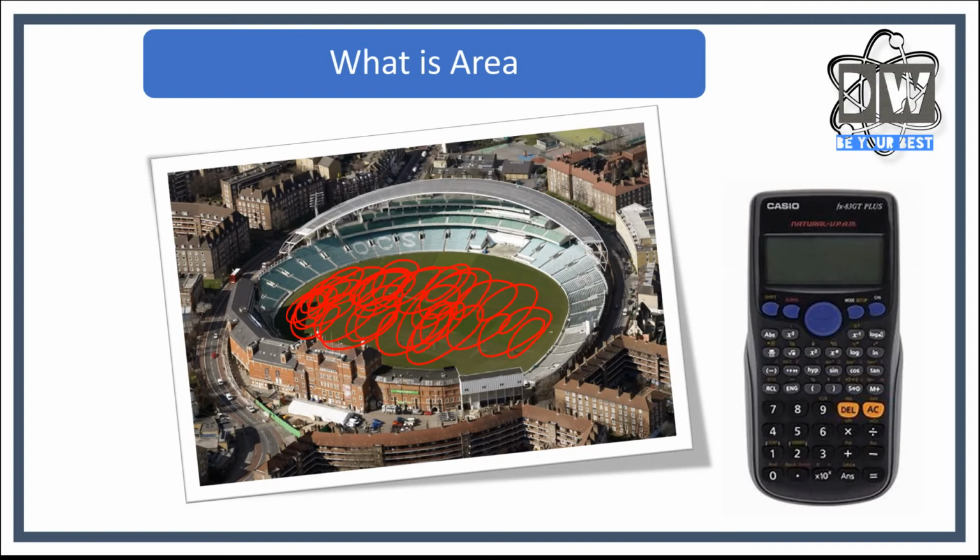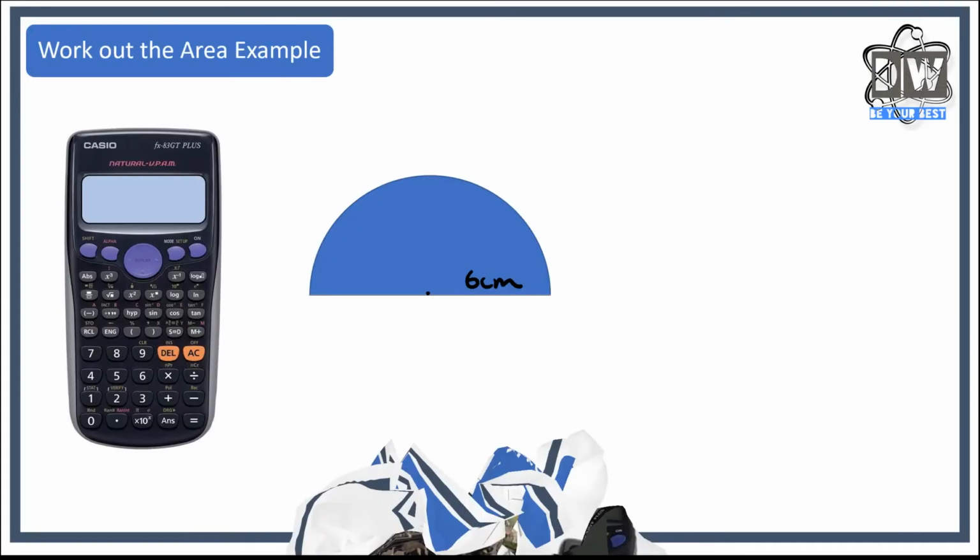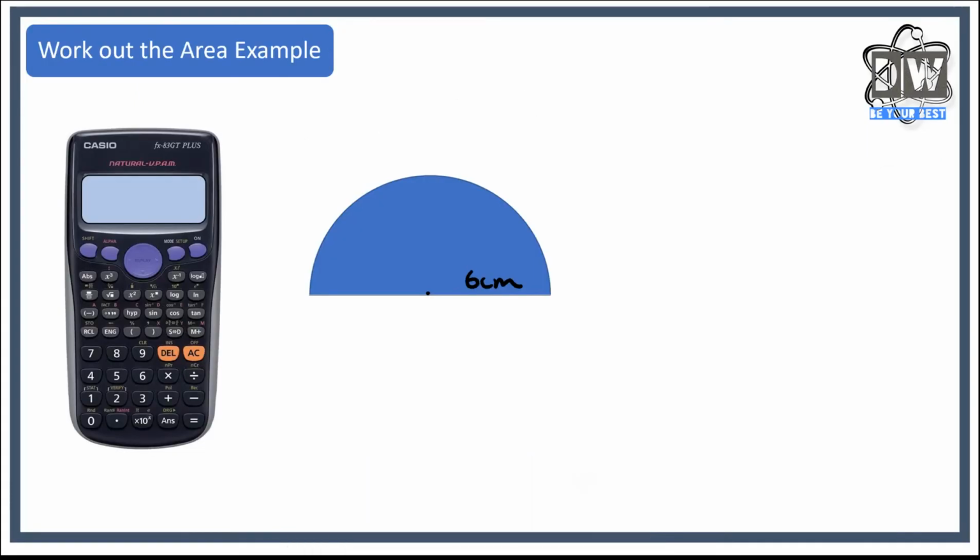Another thing: we are going to need our calculators, so make sure that you've got your calculator. It really helps if you've got a Casio. They're all laid out the same, so when I'm showing you which buttons to use, it's going to make a lot more sense moving forward. Here we go. Let's have a look at our first example. This one is a nice and simple one.